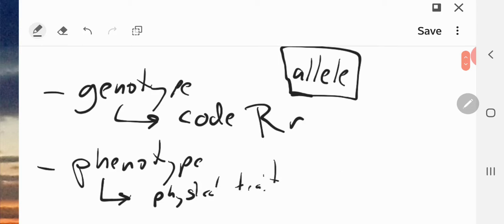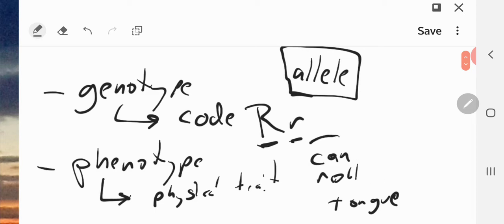So if we're talking about tongue rolling, this capital R, little r would be the genotype, but the physical trait would be the ability to roll your tongue. Let me write here, roll tongue. Maybe right now you're sitting there trying to roll your tongue into a tube, and that's okay. That is actually determined by your genes. There's muscle organization, neural coordination, stuff like that. But basically, the ability to roll your tongue into a tube like this, I'm doing it now, is dictated by your genes. So the physical trait is the ability to roll your tongue, but the genotype is like this.